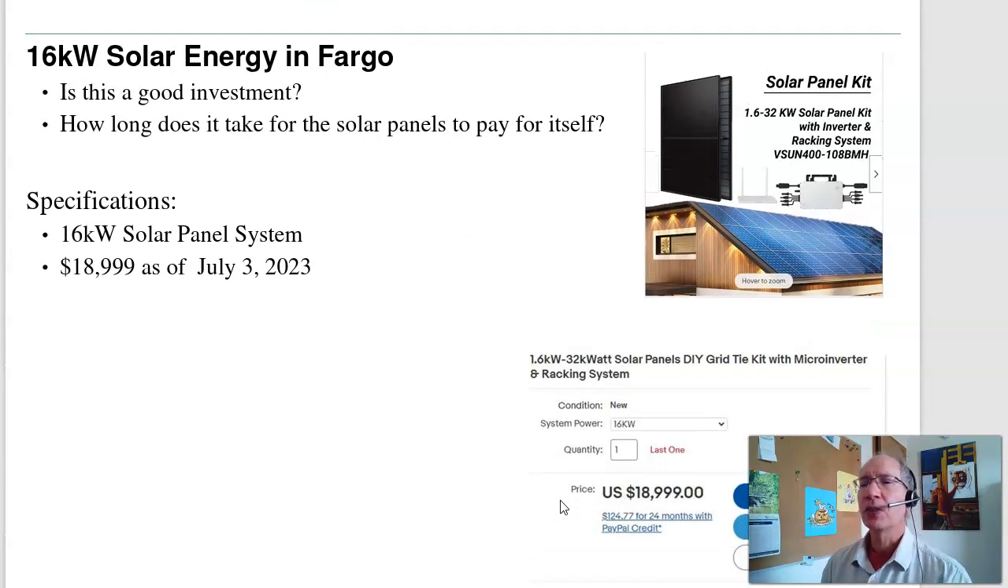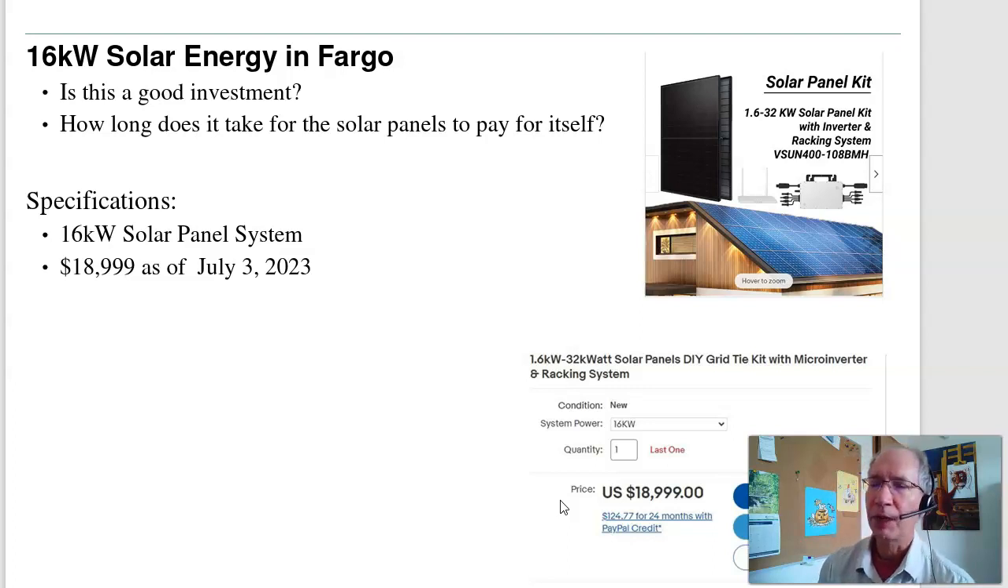So let's start out. Let's look at solar energy. Suppose I want to put solar energy on my house. Well, if you go on eBay, you can buy solar panel kits ready to go. For example, this is one that I found in 2023 summer. It's $19,000 to produce 16 kilowatts of solar energy. Is that a good buy?